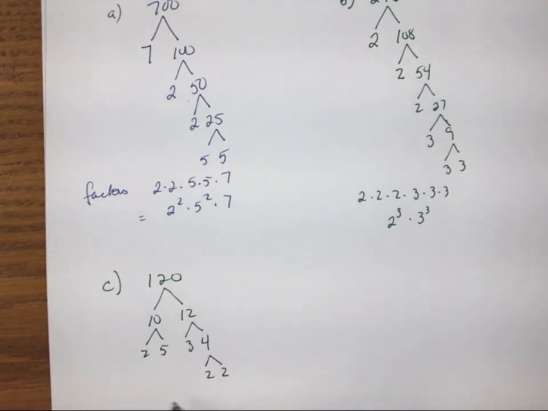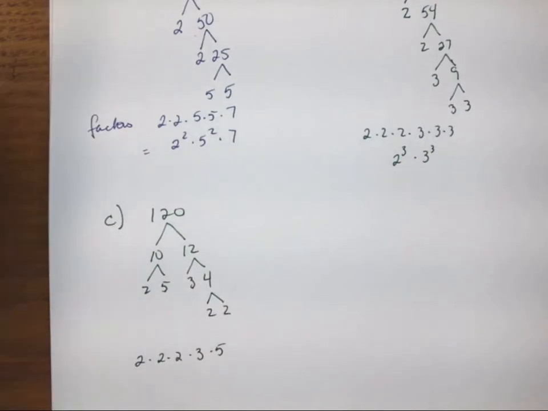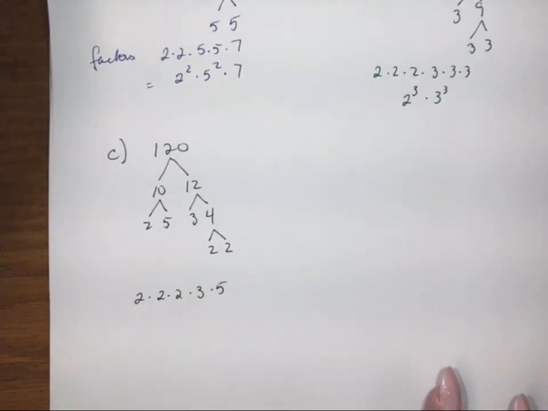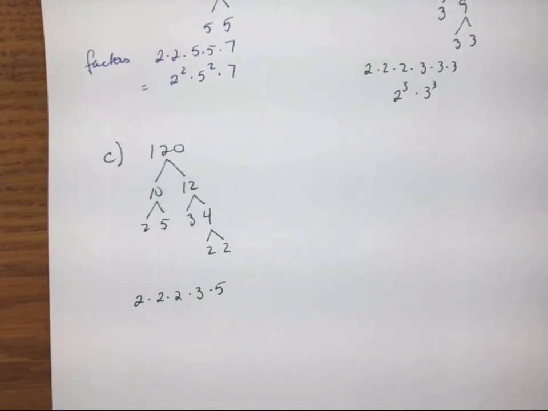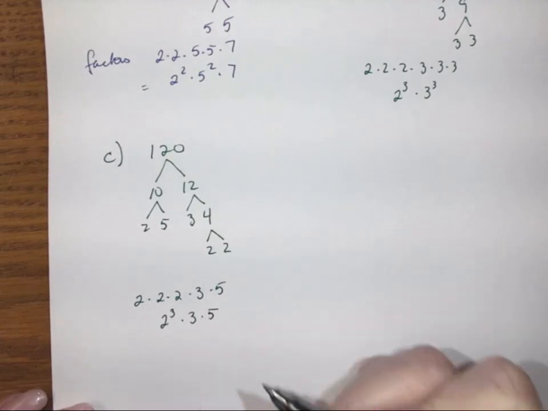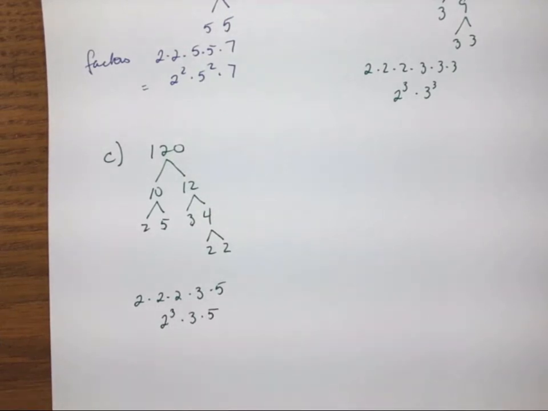So looking at our factors, we have 2 times 2 times 2 times 3 times 5. And again, you might want to multiply those out so that you can make sure that when you multiply them, you get back to 120 and you're not missing one of your factors. So this tells us we have 2 to the third times 3 times 5 as our factors.